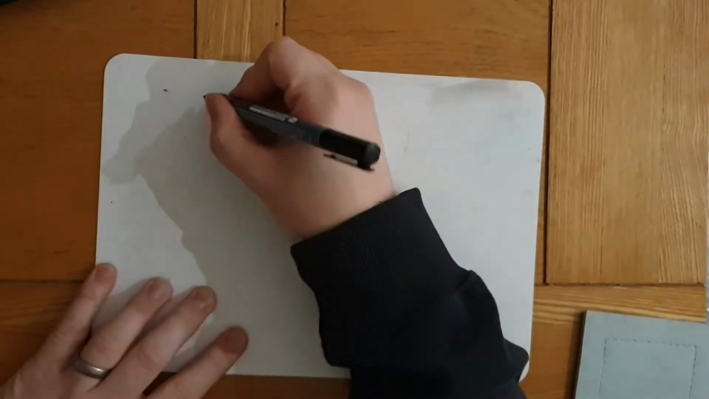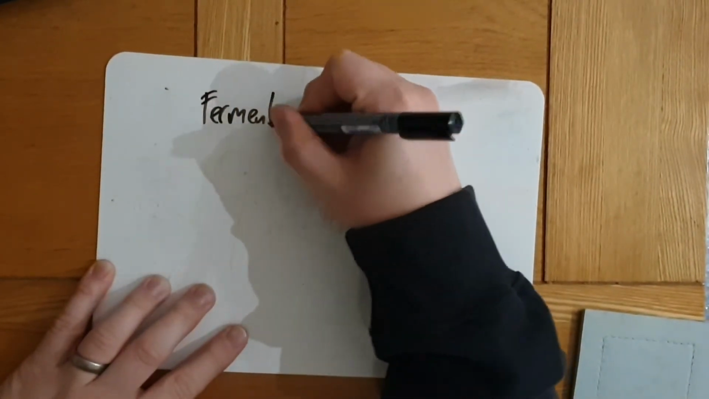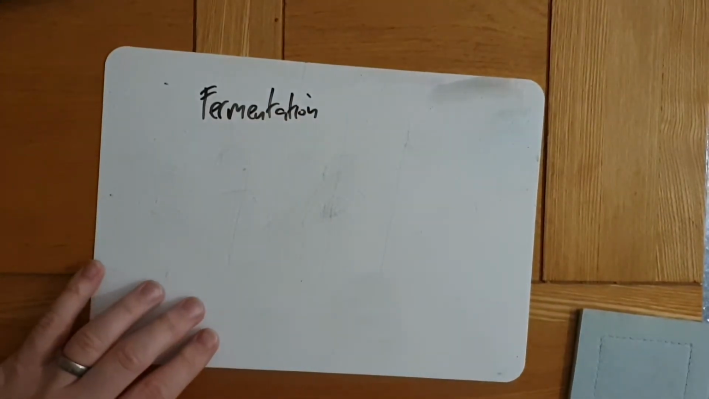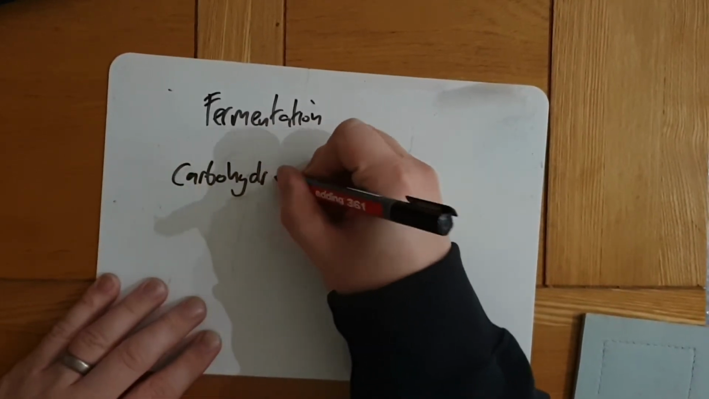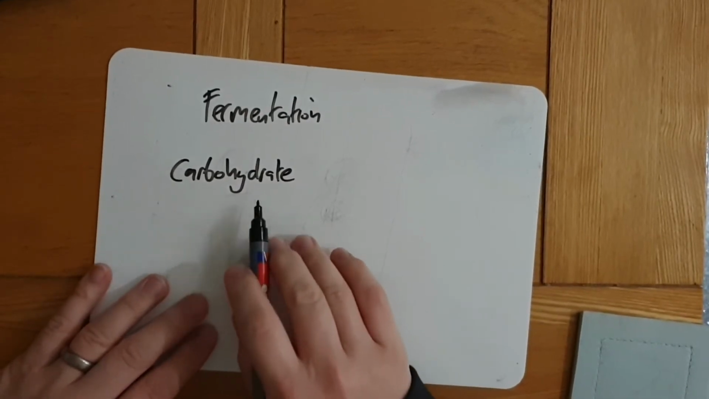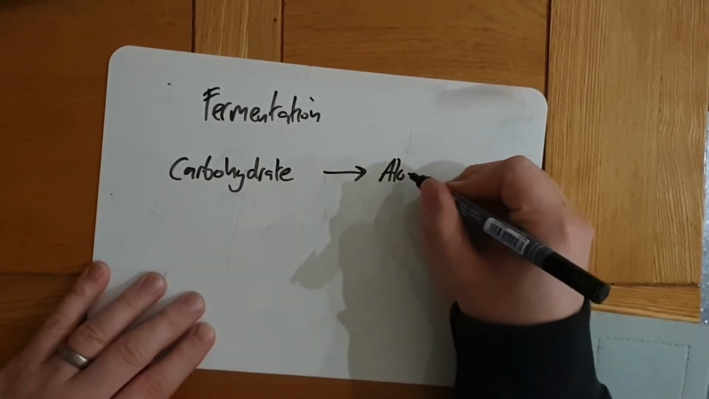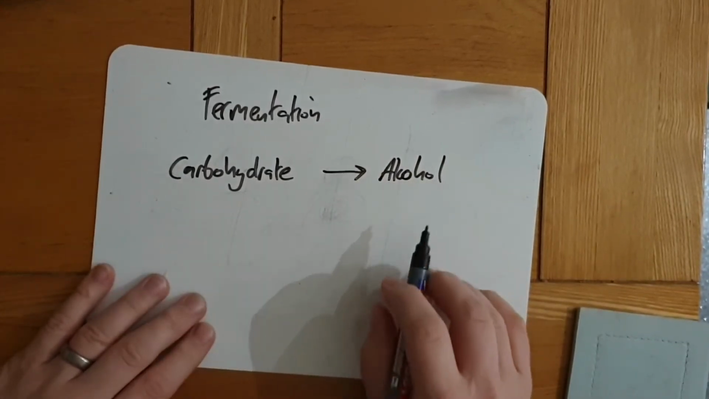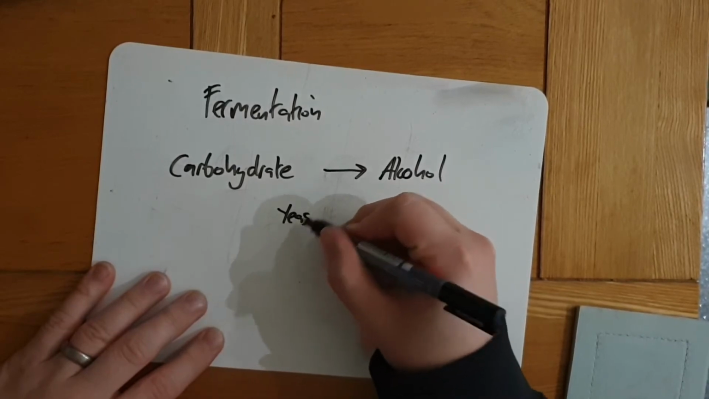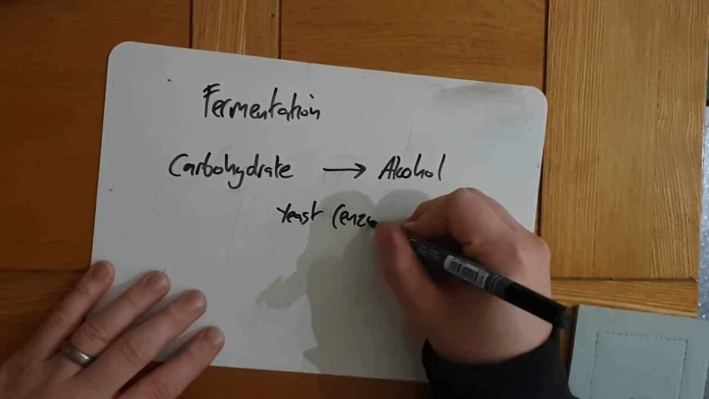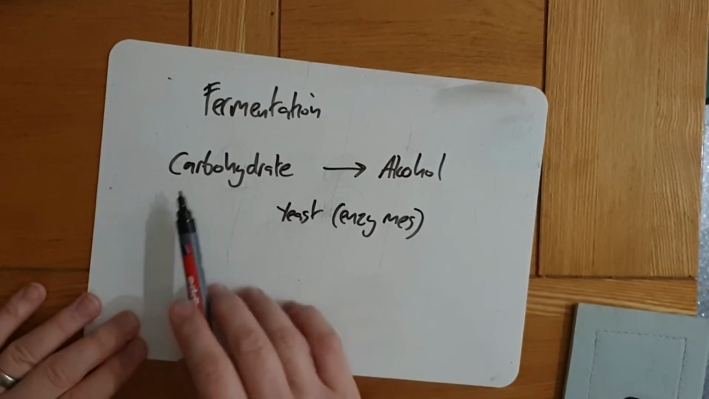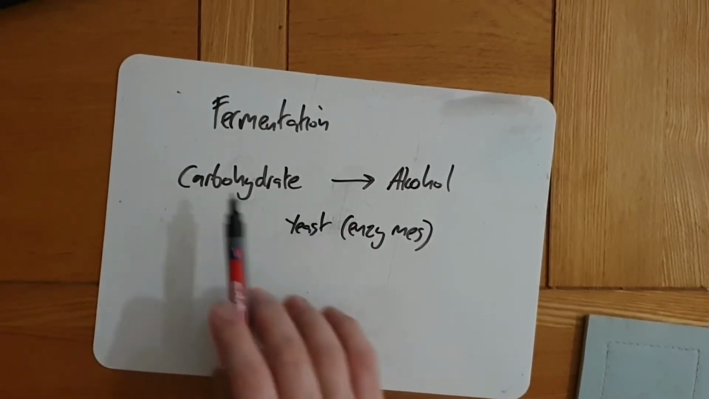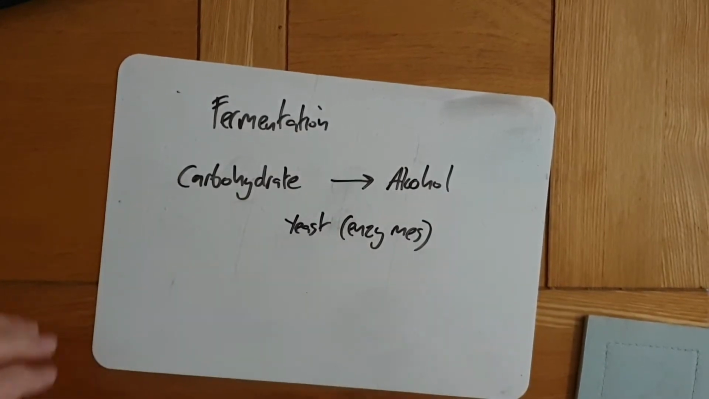They have crowbarred into the specification a little tiny bit of biology here. So you need to know about fermentation. Fermentation is a way of producing alcohols. You start with a carbohydrate and you turn it into an alcohol. And how do we do that? We use yeast, a microorganism, and yeast contains enzymes that do this for us. Most alcoholic drinks are made this way. A carbohydrate would be sugar, so you use yeast to turn glucose into ethanol.